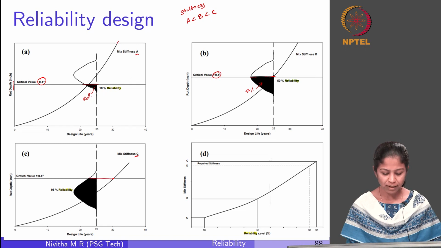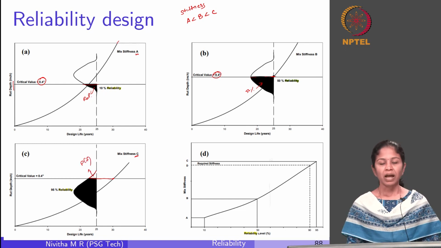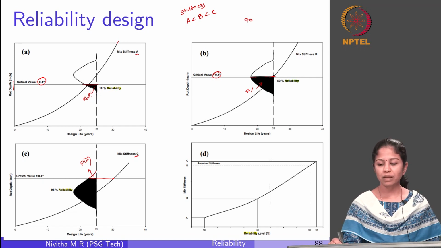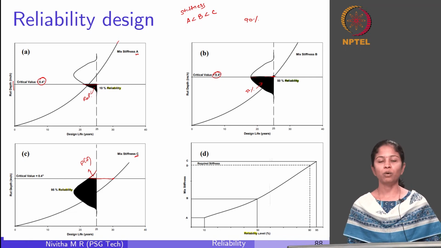So if I meet this with this reliability curve, so this is my probability of failure and this is my reliability. I am getting a 95% reliability level, but ideally I was desiring only a 90% reliability. So this is more than what I require, so I want to limit it to 90% reliability.